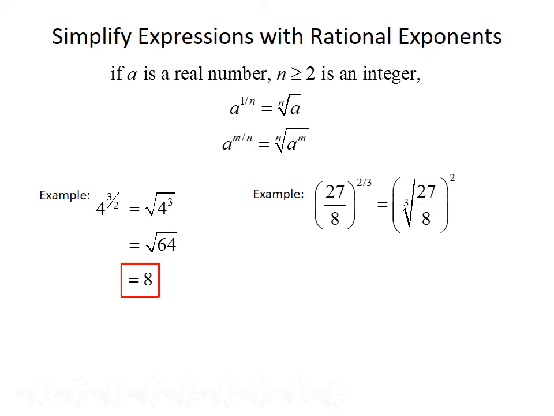So we can take the cube root of each term. What's the cube root of 27? And what's the cube root of 8? That gives us 3 over 2. So we have 3 over 2, quantity squared, which simplifies to be 9 over 4.